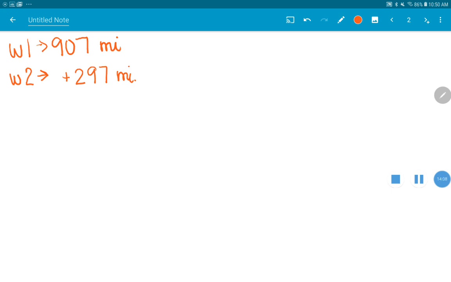And Ansley said that means 907 miles and an additional 297 miles. So what do we not know? What is the unknown? How many miles in total they drove for week 2? Yeah, we don't know how many miles they drove in week 2. Ansley said we needed to add 907 to the 297 additional miles that they drove. And that's going to give me my unknown.